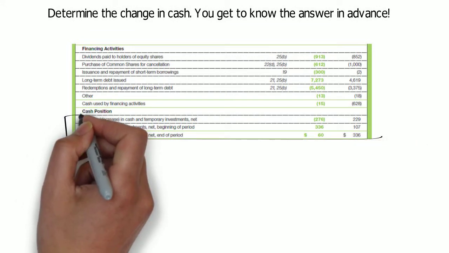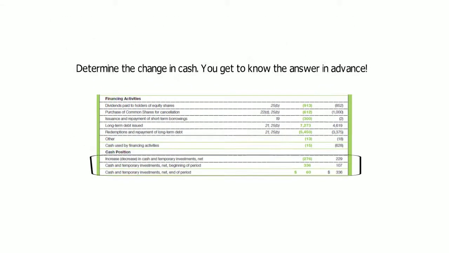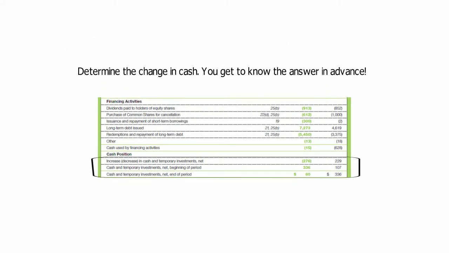You know what the cash was last year, you know what the cash is at the end of this year. That's your change in cash, and everything else you're doing has to add up to equal that. So that's kind of a nice thing. You get the answer in advance.